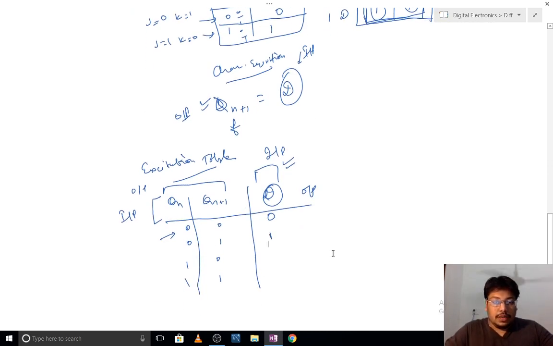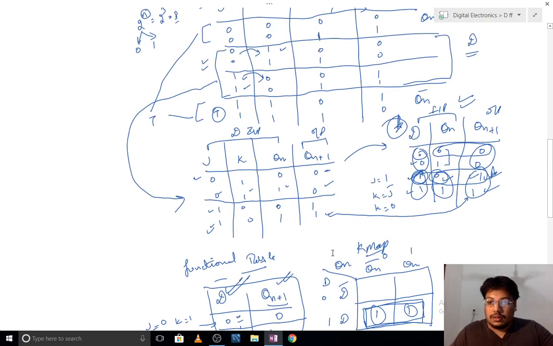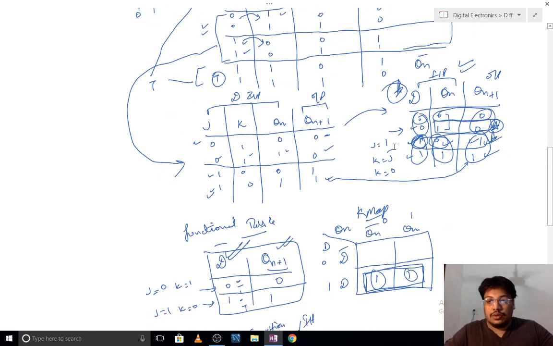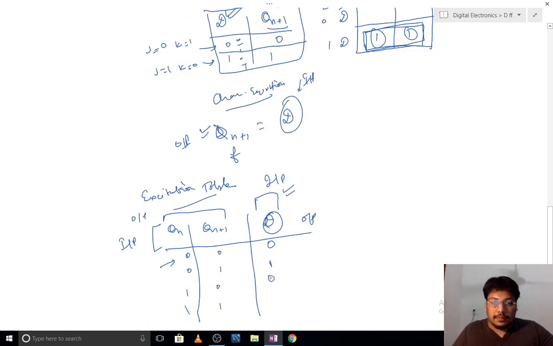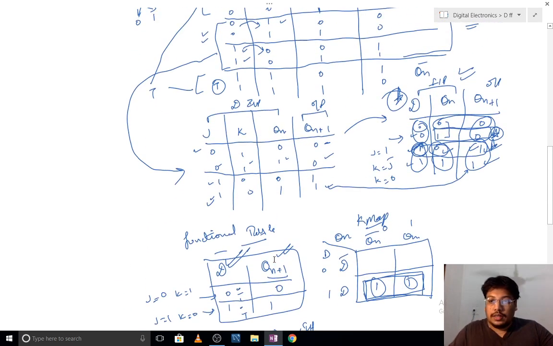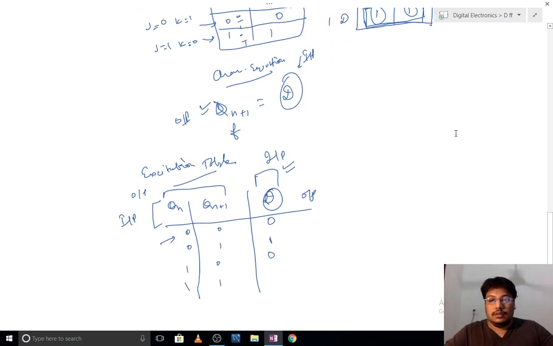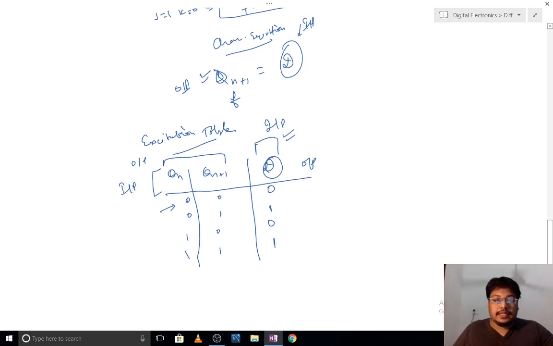Now Qn and Qn plus 1 is 1 0, so the 1 0 case is here. So D is 0. And for 1 1, the case is the last one, so D is 1. So guys, this is my excitation table. It will help you to design counters or shift registers maybe.